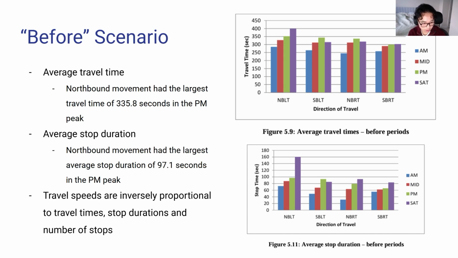And travel speeds are also inversely proportional to travel times, stop durations, and number of stops, which makes sense. As travel times are increasing, as there's more stops and the stops are longer, that means there's probably more congestion, and with more congestion, that means that travel speeds are lower.